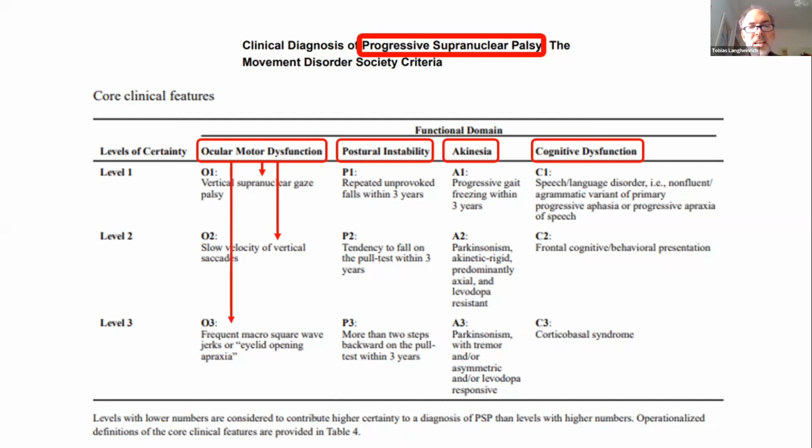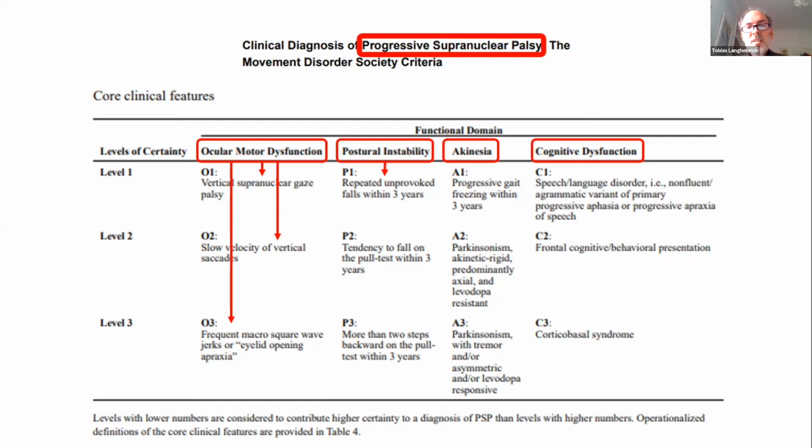Or if it's even less, you may only see the patient having quick movements, right or left, called square wave jerks. Eyelid opening apraxia is when the patient is asked to close their eyes, open their eyes, and there may only be a delay in opening them. But if it's severe, they may have to use their hands to open them.